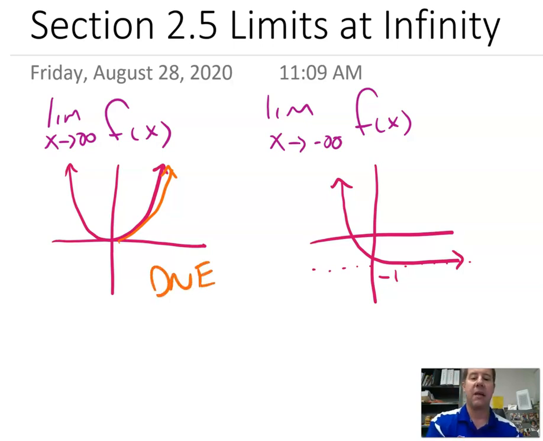Okay? Same thing on the left-hand side, if the limit as x approaches negative infinity, because this is going up, or if it was going down forever and ever, it is not, again, approaching a singular y value, so again, in that case, the limit would not exist.